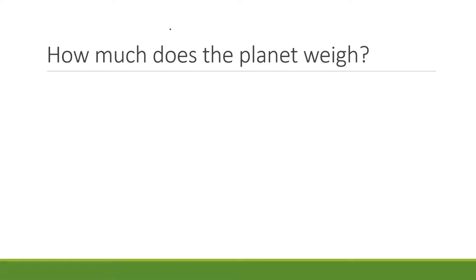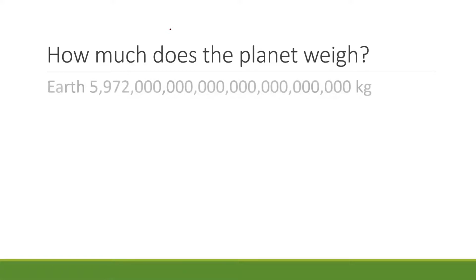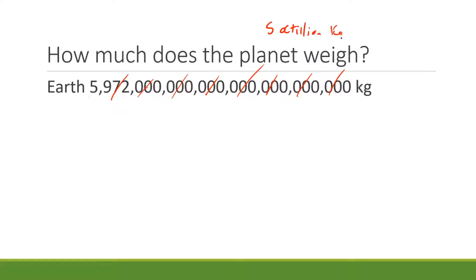So we're going to talk about how much the planet weighs. When we talk about how much the planet weighs, we look at the Earth. Let's go look at the Earth. That is a huge number here. I don't even know how to say that number. We've got 1,000, million, billion, trillion, quadrillion, quintillion, sextillion, septillion, we're looking at like 5 octillion kilograms. But even then, what the heck is an octillion? I don't know.